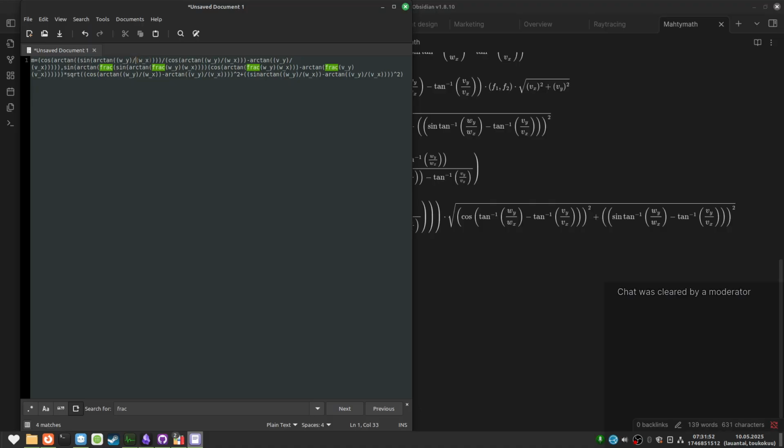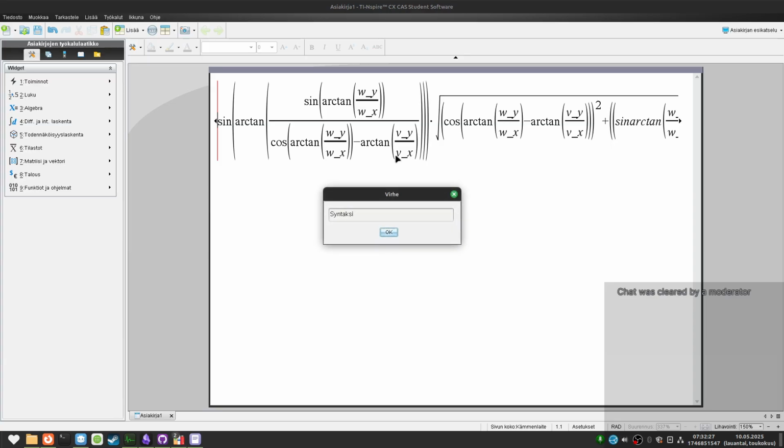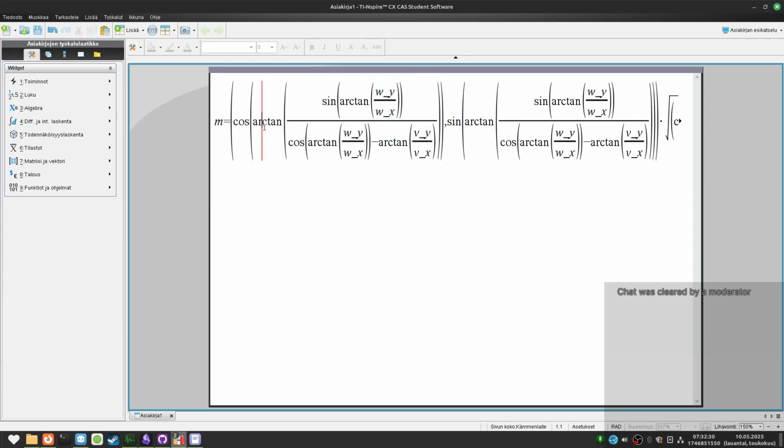Luckily, we have search and replace. Actually, also, this needs to be here. I wonder if it would have been faster to do this by hand, just type it directly into the calculator. So I never removed that. Now it looks like something. Syntax? What do you mean, syntax? Where's the syntax error? Tell me. Oh, probably these.